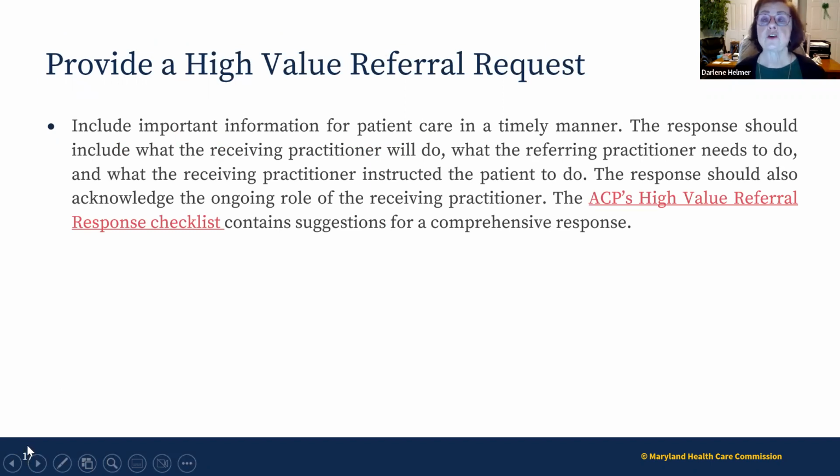So make sure that you're providing a high value referral request, and that you include the important information for patient care. The response should also include what the receiving practitioner needs to do, what the referring practitioner needs to do, and what the receiving practitioner instructed the patient to do. The response should also have some kind of ongoing role of the receiving practitioner. So this again is that high value response list that contains all those lovely suggestions. Next slide.